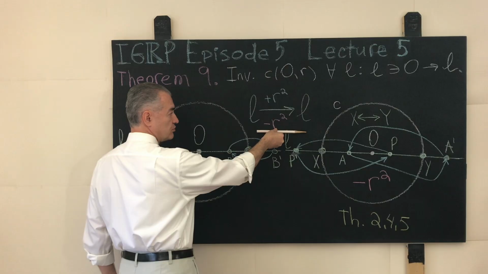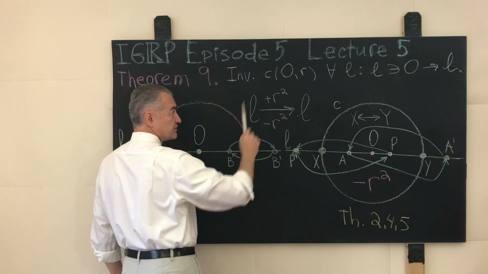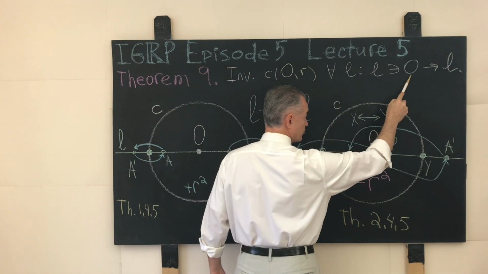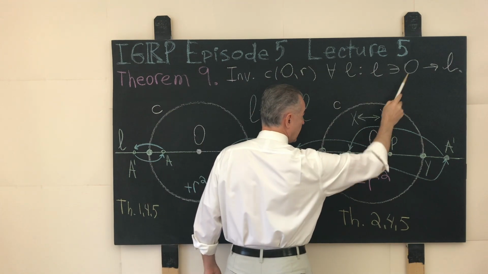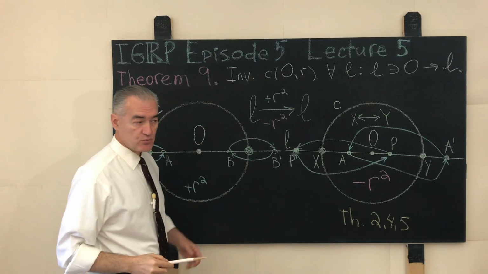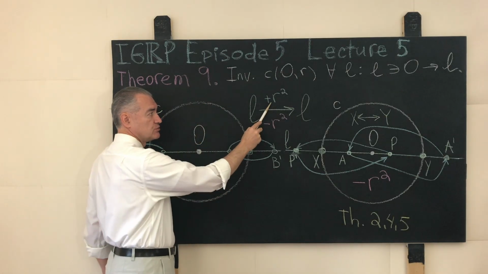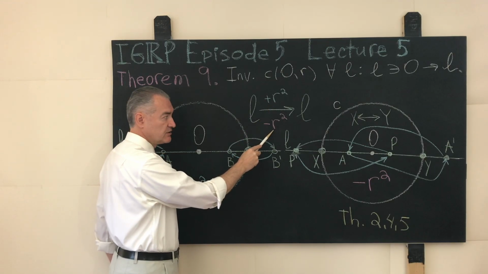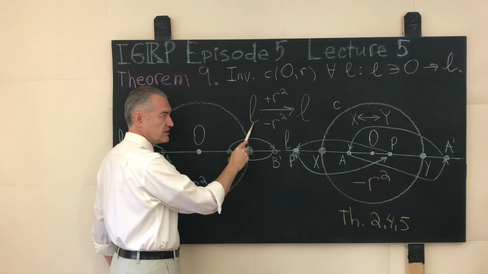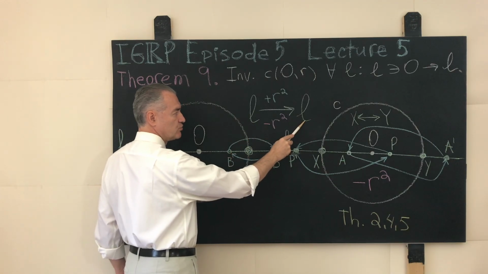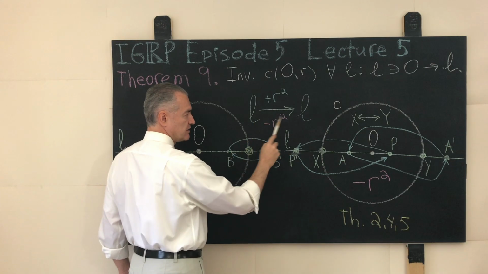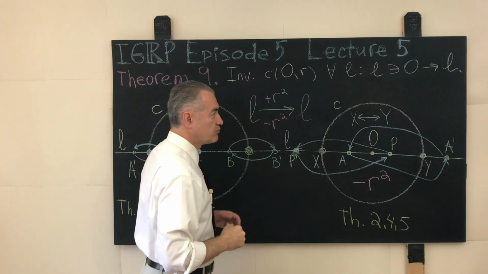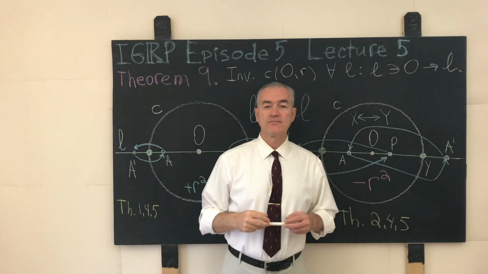And I showed it over here under the conditions specified: when a straight line passes precisely through the center of inversion, then be it the inversion with positive power, shown in blue over here, or be it the inversion with negative power, shown in red over here, that straight line is taken back into itself. The straight line L is taken back into itself, and that concludes the proof of theorem number 9.